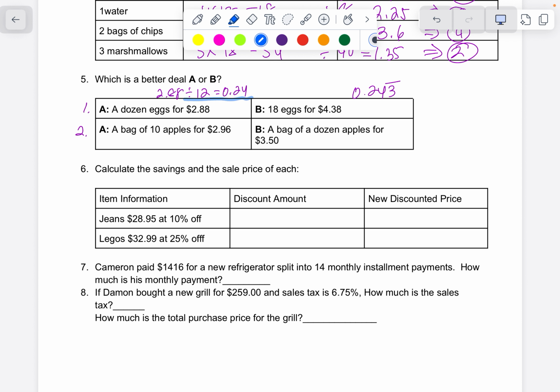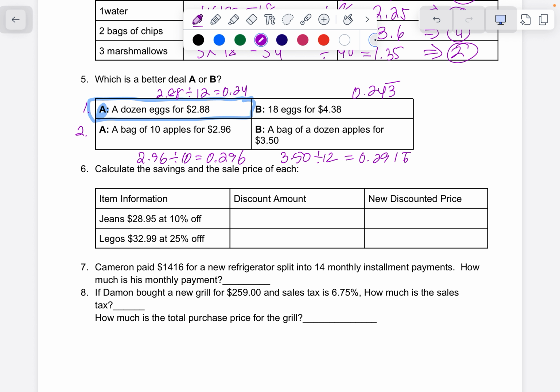Now we do it again, separately, a new problem. Here we're going to do 2.96 divided by 10, which is 0.296. Just leave that decimal out there so we can get a good comparison. And then this one is 3.50 divided by 12, which is 0.2916 repeating. Which is smaller, 0.296 or 0.291?